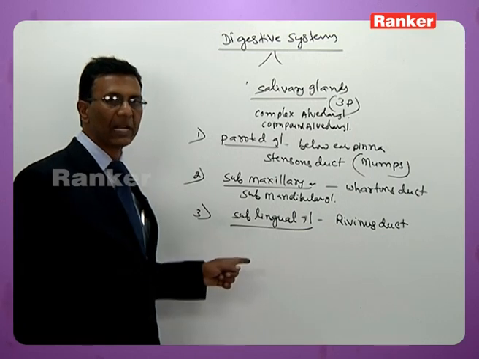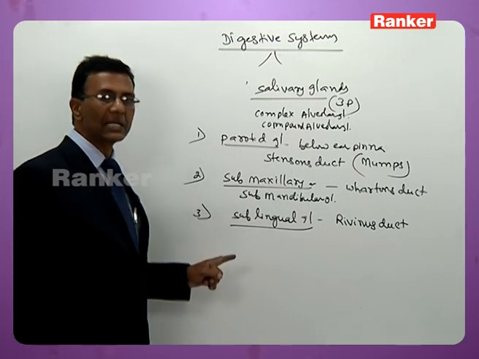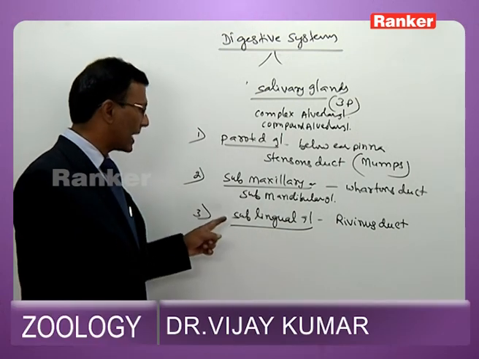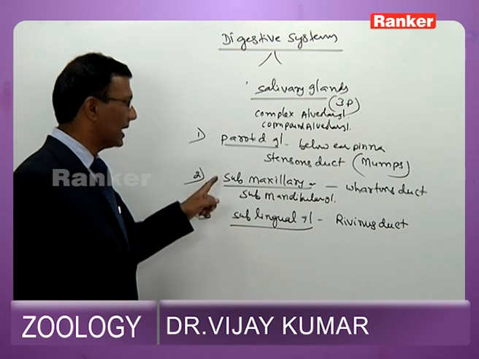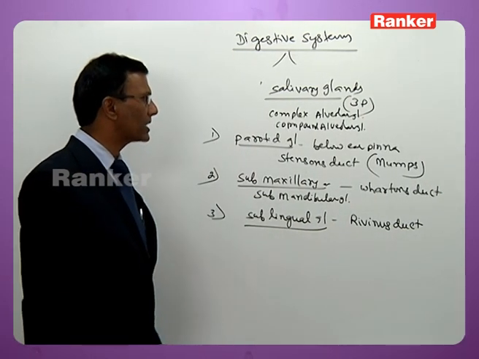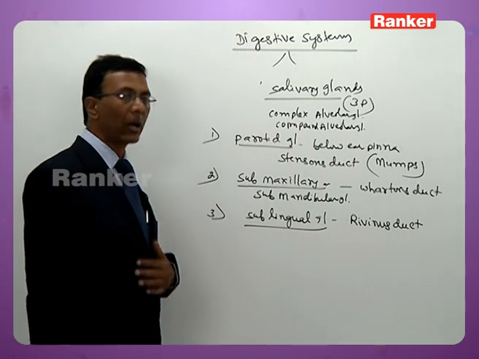Well, there are 3 kinds of salivary glands in human beings: the parotid gland, submaxillary gland, and sublingual gland, with their respective ducts. You must remember dear students, the duct of the sublingual is called Rivinus duct, the duct of the submaxillary is called Wharton's duct, and the duct of the parotid gland is called Stenson's duct. The largest among these is the parotid gland.